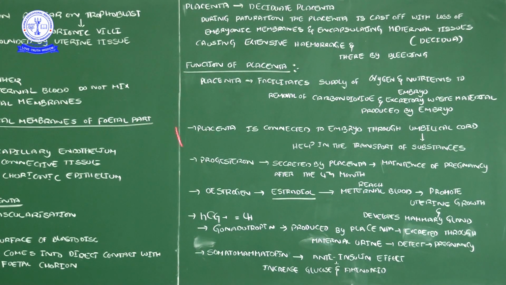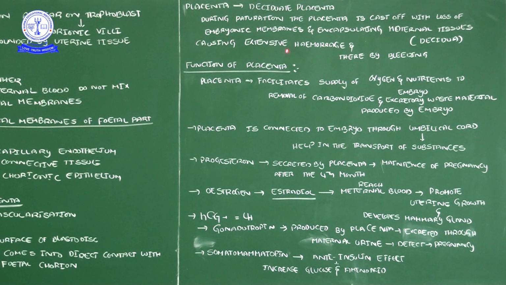Here the placenta will shed out after completion of the parturition, so that's why we call it a decidual placenta. One more time, during parturition, the placenta is cast off or shed out with the loss of embryonic membranes and encapsulating maternal tissue. Maternal tissue means which part? Uterus endometrium only, na. So that along with.